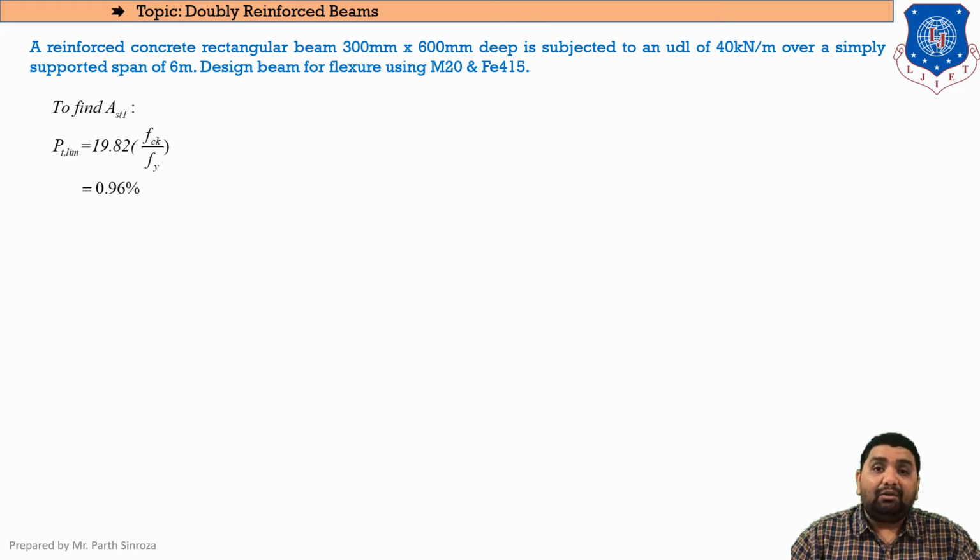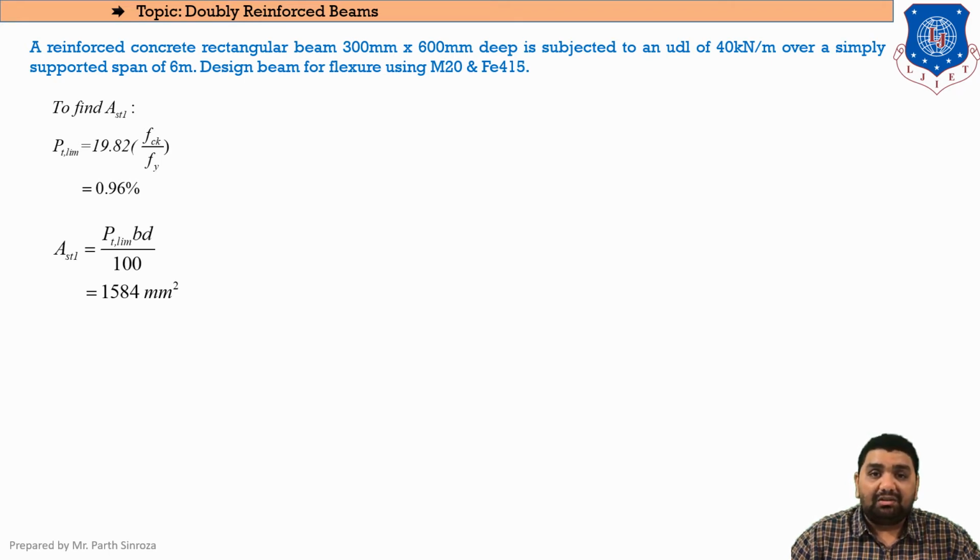So for PT limb, for our Fe415 steel, the value will be 19.82 FCK by F5. And the equation here, that is 19.82 FCK by F5, the answer comes out to be 0.96%. Clear? So after finding this value, we will be opting for the value of AST1, and the equation for AST1 will be PT limb BD by 100.